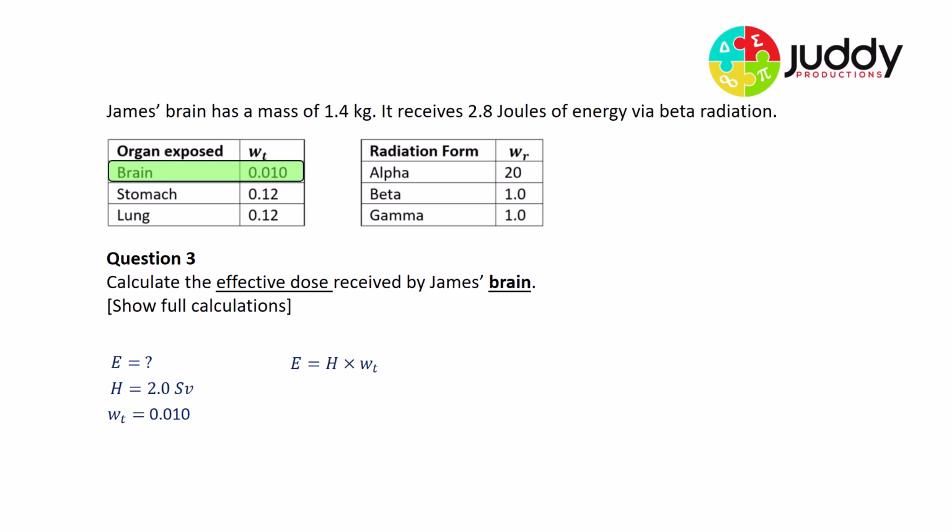Here's our equation to work out the effective dose. We simply multiply the equivalent dose by the tissue weighting. So our equivalent dose was 2.0 sieverts, and our tissue weighting was 0.010. Multiply them together, and we get an effective dose for the brain of 0.02 of a sievert. It can also be written as 20 millisieverts. 1 mark for correct substitution of values into our equation, and 1 mark for the correct answer.